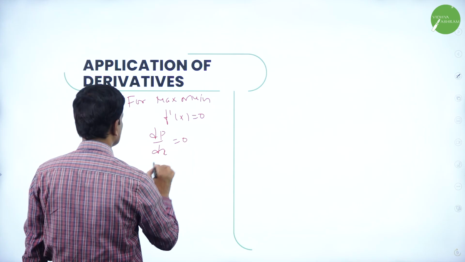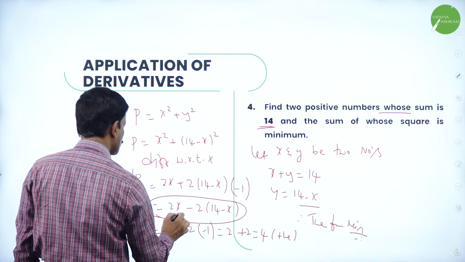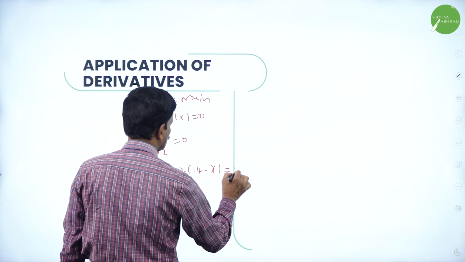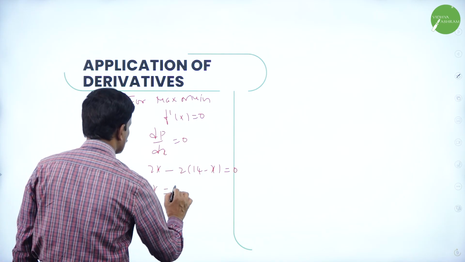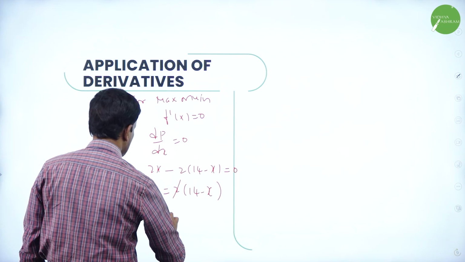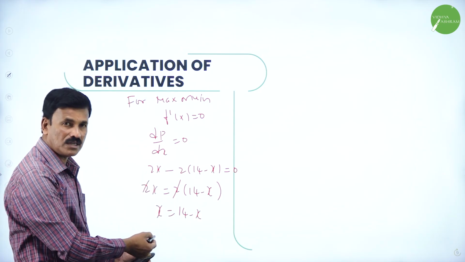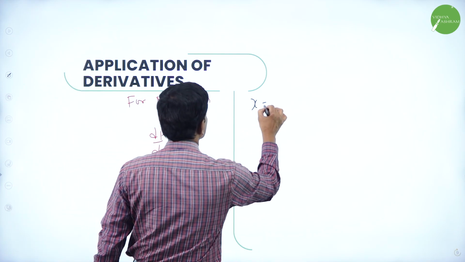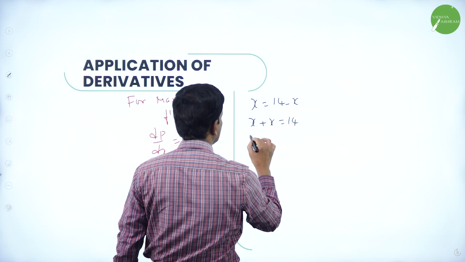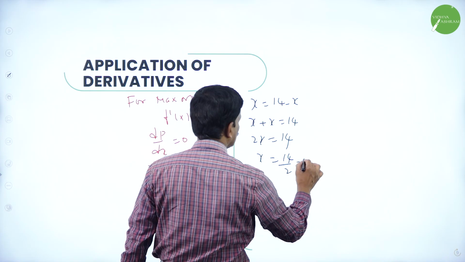That is 2x minus, this is dp by dx, 2x minus 2 into (14 minus x) is equal to 0. So 2x is equal to 2 into (14 minus x). So 2 gets cancelled. X is equal to 14 minus x. So just solve for the value of x from this. Transfer minus x, it becomes plus x, so 2x is equal to 14. Therefore, x is equal to 14 by 2, that means 7.